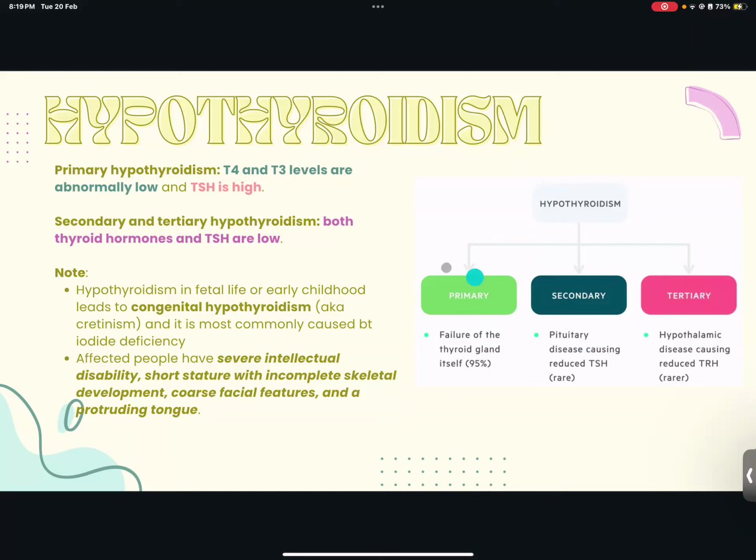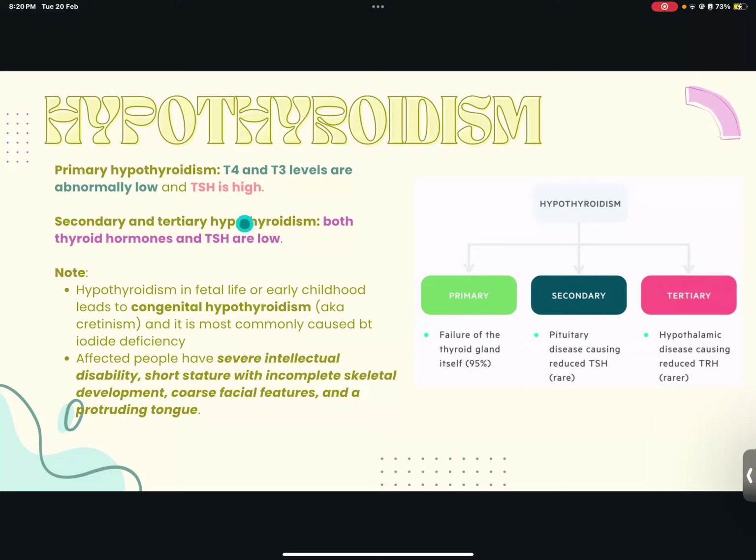Now, in primary hypothyroidism, T3 and T4 levels are abnormally low and TSH is high. Why? Because in primary hypothyroidism, the thyroid gland itself is not working, so it cannot produce T3 and T4. So the pituitary gland is going to try to compensate by increasing levels of TSH in order to stimulate the thyroid gland, even though the thyroid gland is not working. So you're going to have low levels of T3 and T4, but high levels of TSH.